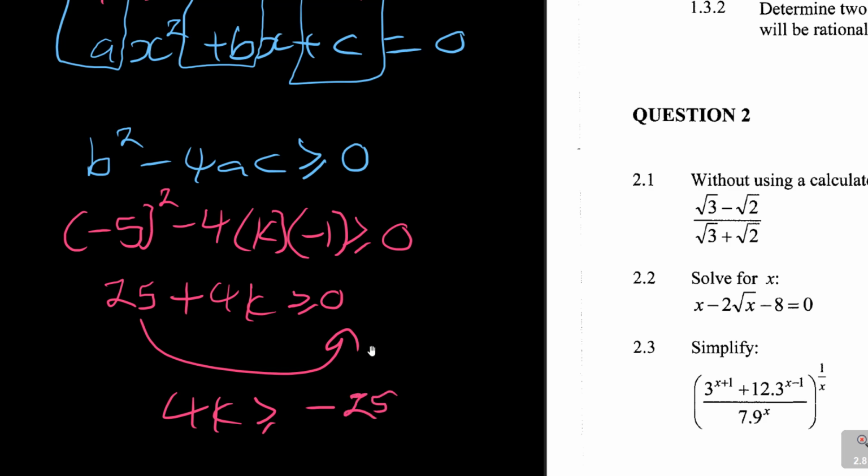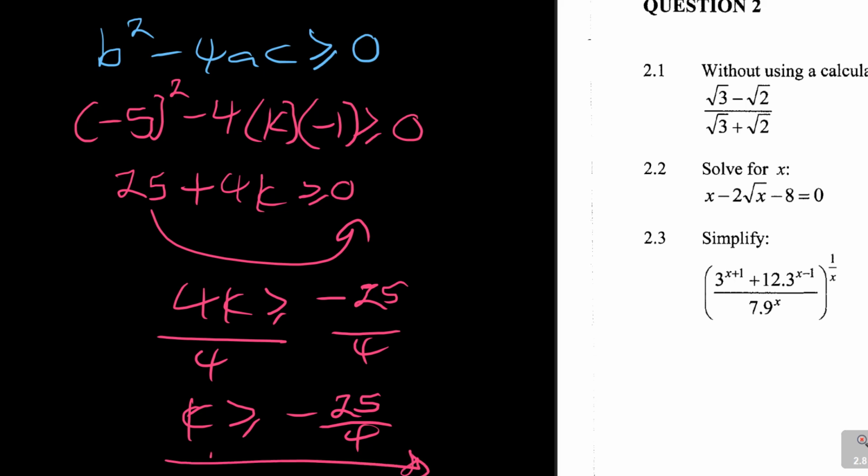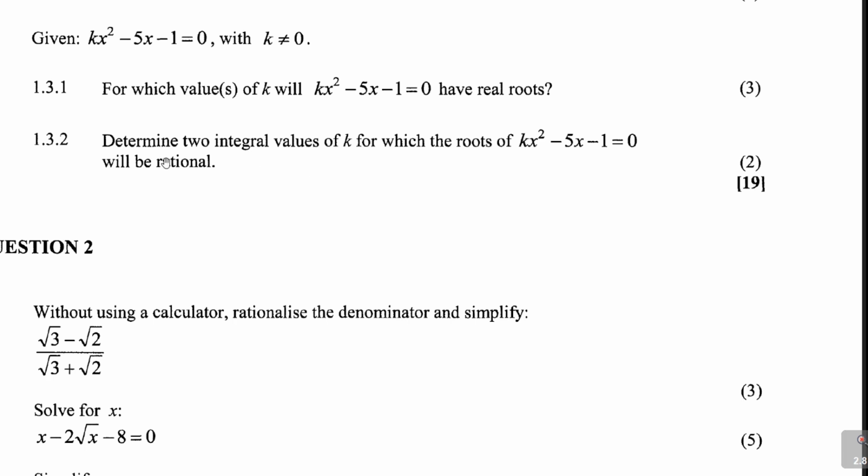And then what do you do? You divide by 4. Divide by 4, then you've got k is greater than or equal to negative 25 over 4. Values, you see, it's more than that. Then the last one here says: determine two integral values of k for which the roots of this equation equal to 0 will be rational.